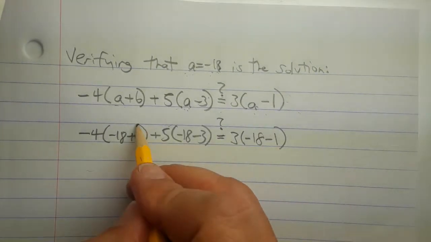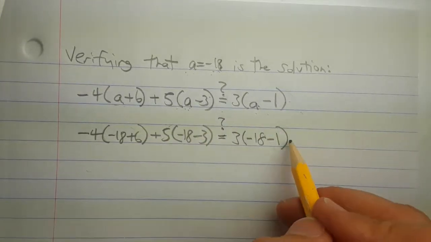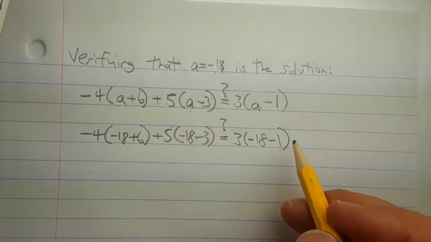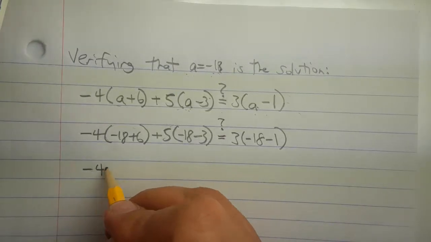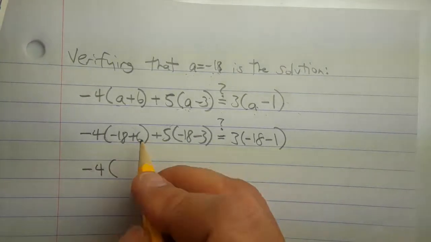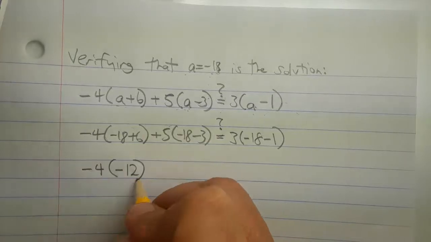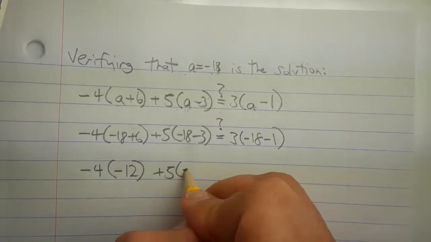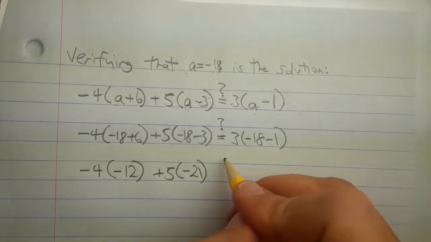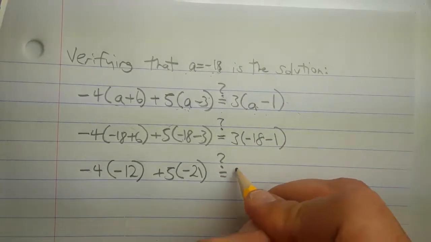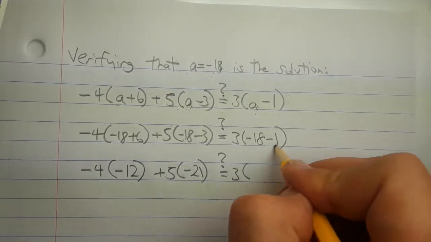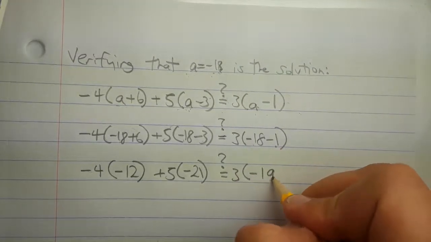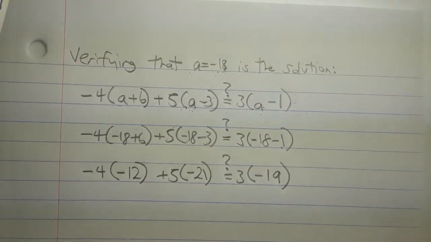We simplify what's inside the parentheses because the order of operations tells us that's what to do next. So we say negative 4 times negative 18 plus 6 is negative 12. Plus 5 times negative 18 minus 3 is negative 21. Does that equal 3 times negative 18 minus 1, which is negative 19? Now, what do we do next?